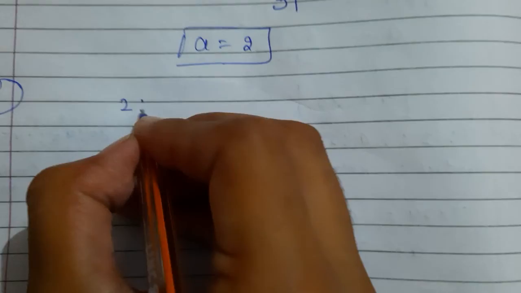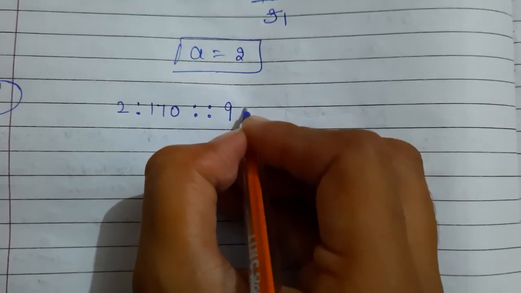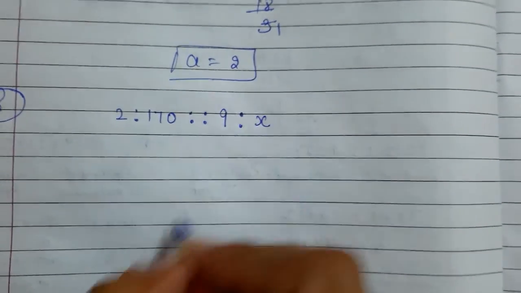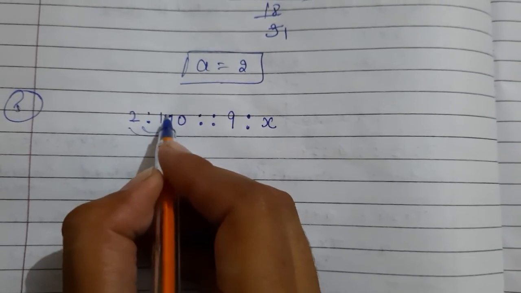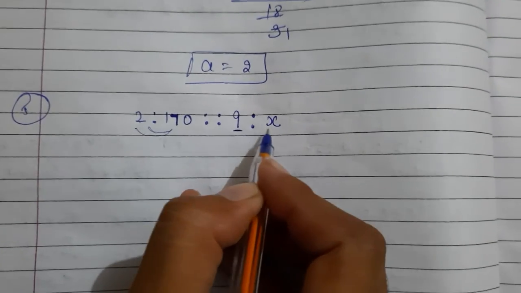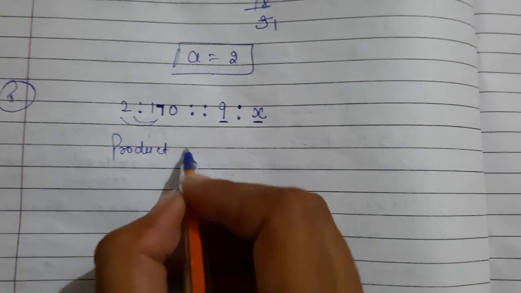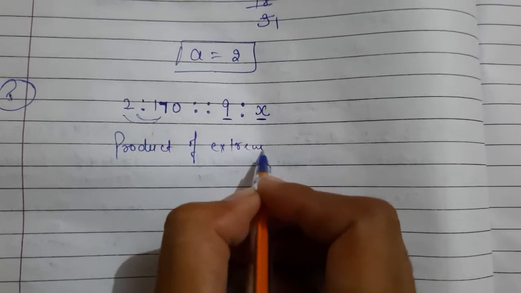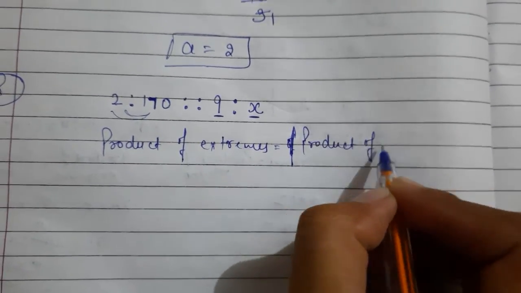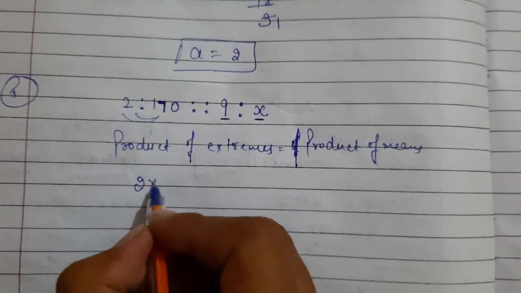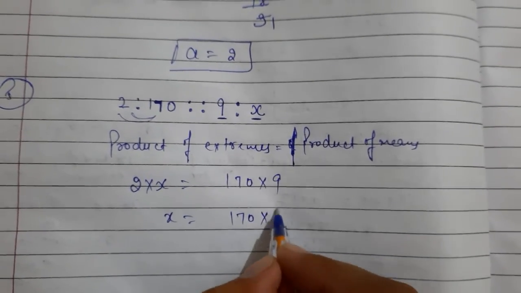2 kg apples cost 170. Then we will put the proportion sign. We have to find the cost of 9 kg apples, that we will write as x. But we have to calculate the cost of 9 kg apples, so we let it be x. After this you can do product of extremes equal to product of means. So 2 multiplied by x is equal to 170 into 9. x is equal to 170 into 9 upon 2.